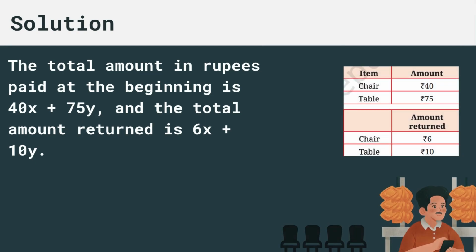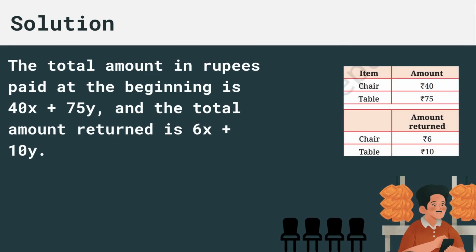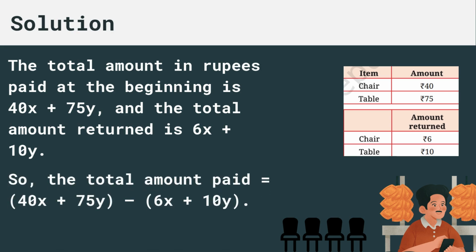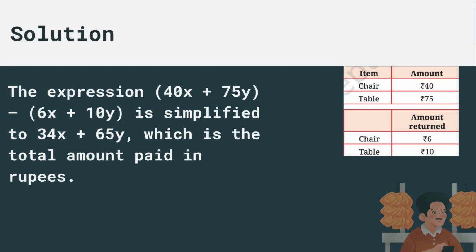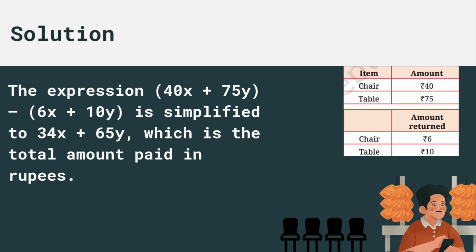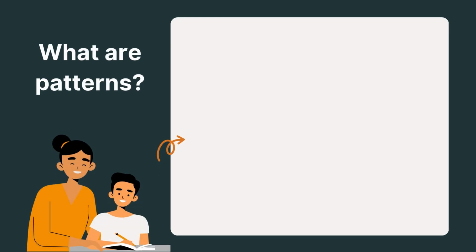The total amount in rupees paid at the beginning is 40x plus 75y and the total amount returned is 6x plus 10y. So, the total amount paid is equal to 40x plus 75y minus (6x plus 10y). The expression 40x plus 75y minus (6x plus 10y) is simplified to 34x plus 65y, which is the total amount paid in rupees. Now what are patterns?